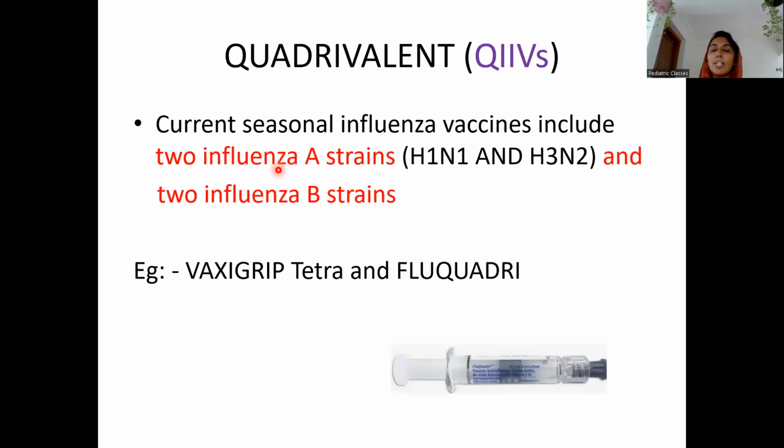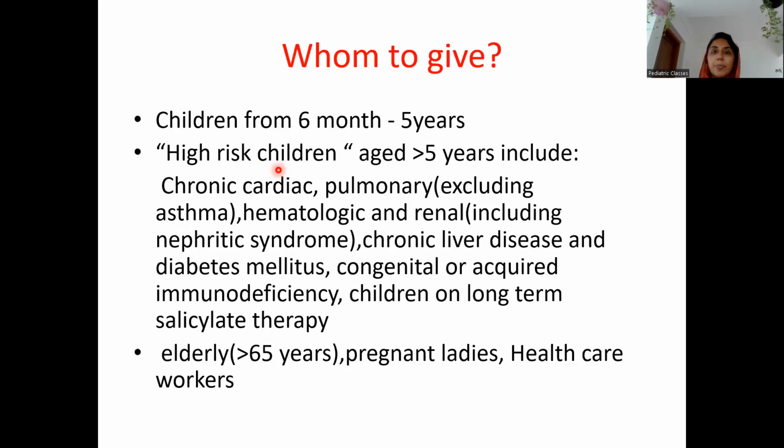What about these quadrivalent QIIVs? They are the current seasonal influenza vaccines. This includes 4 strains, 2 influenza A strains and 2 influenza B strains. Influenza A strains are H1N1 and H3N2. Examples: Vaxigrip Tetra, Flu Quadri, and others.